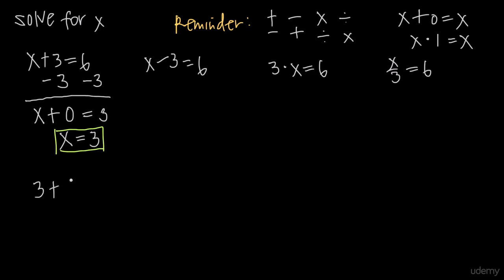So I'm going to say 3 plus 3 equals 6. On the left-hand side, 3 plus 3, I know I get 6 there. So I get 6 equals 6, and I can say that this equation is true. It balances, which means that x equals 3 is a real solution to this equation.